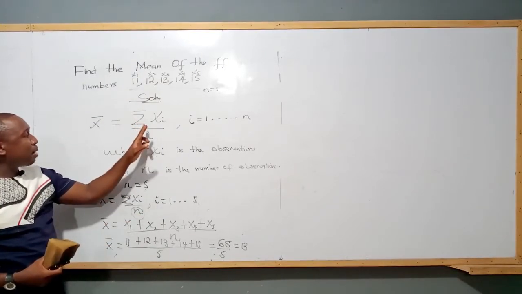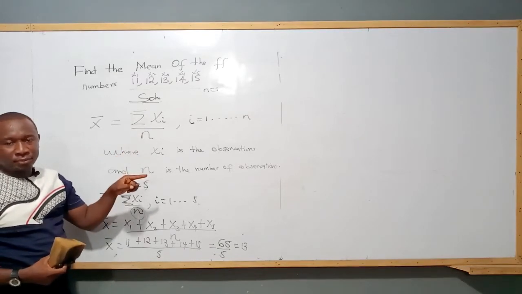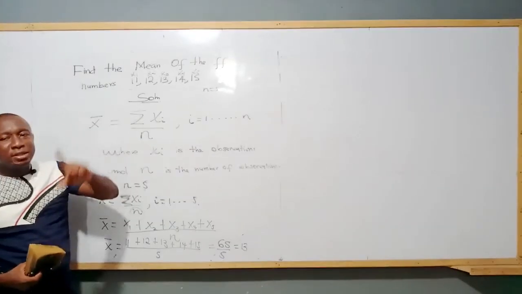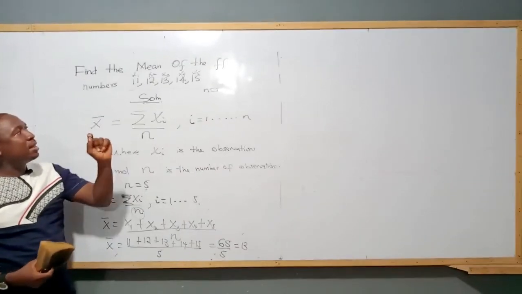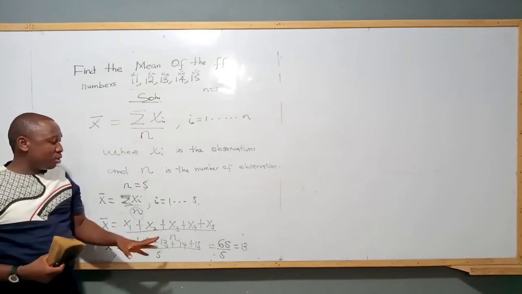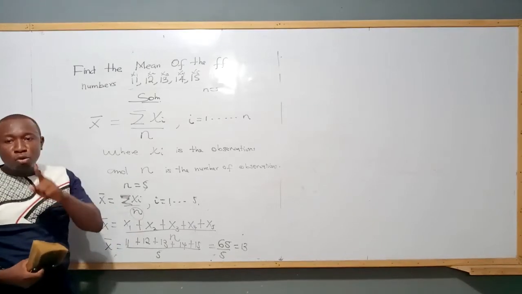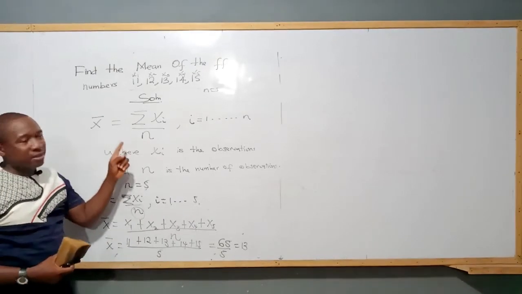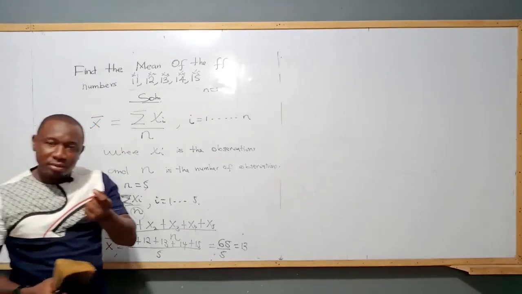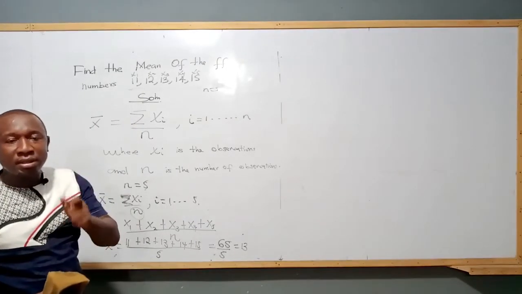We use the formula, the sum of all the xi, all out of n. When the numbers are not repetitive, when the numbers are not repeating themselves, this is the simple formula you use to find the mean of the data set. The next time we come your way, we'll show you how to find the mean when the numbers repeat themselves.